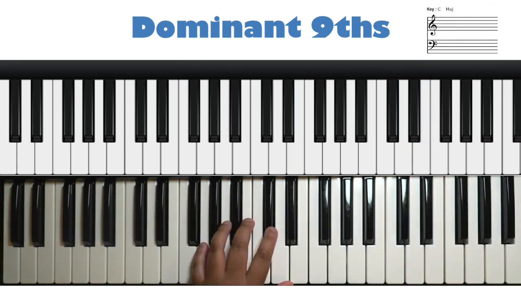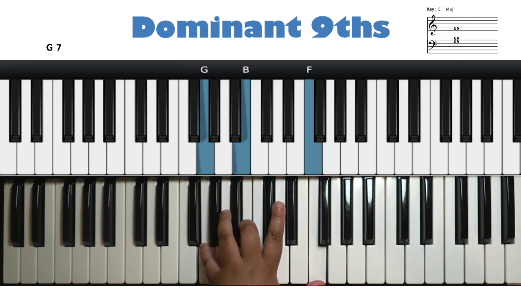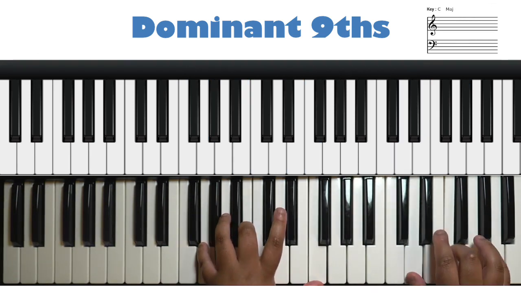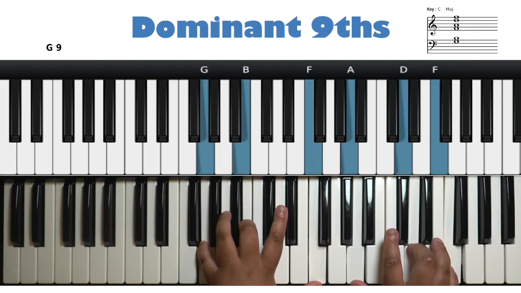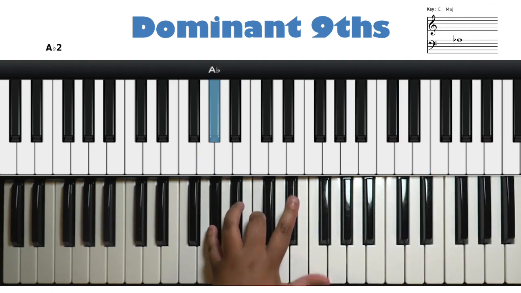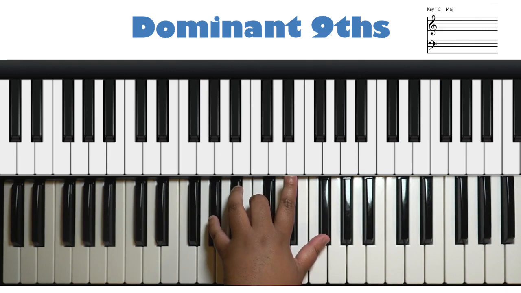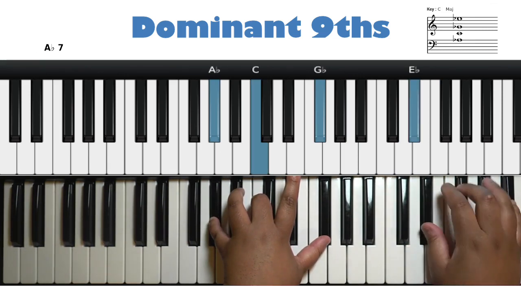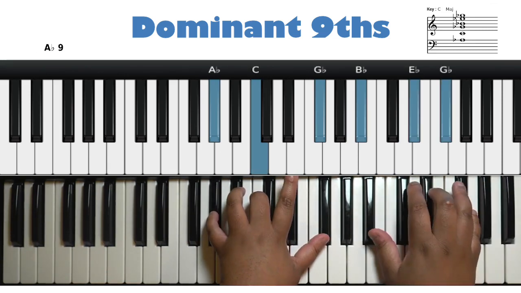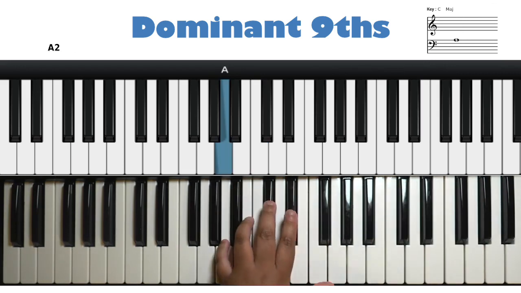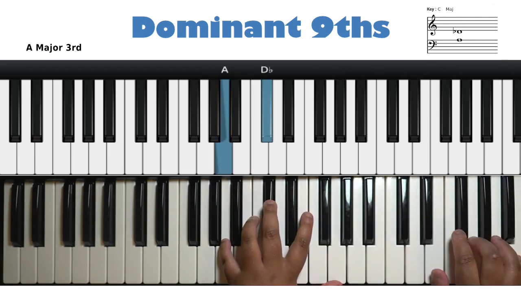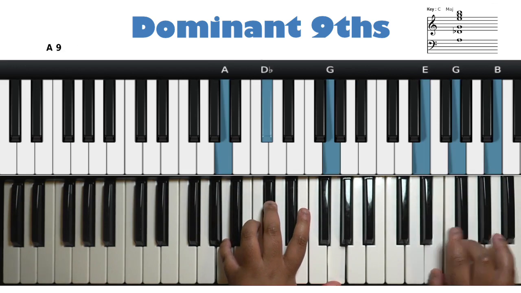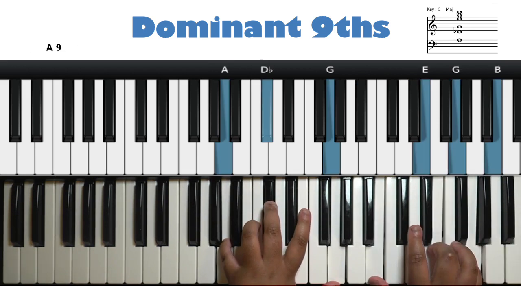Alright. G is 1, 3, flat 7. I'm going to play the 5, which is D, as a minor. D, F, and A. Alright. A flat is 1, 3, flat 7. So I'm going to play the 5, which is E flat, as a minor. Alright, A is 1, 3, flat 7. So I'm going to play the 5, which is E, as a minor. Alright, so that's my A dominant ninth.